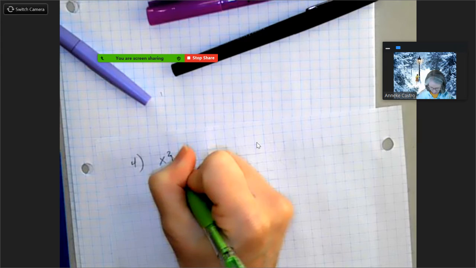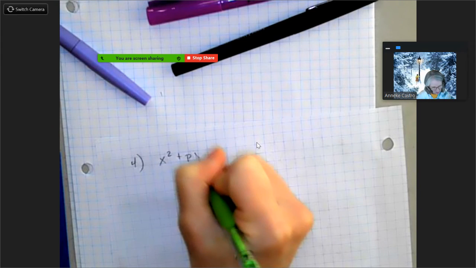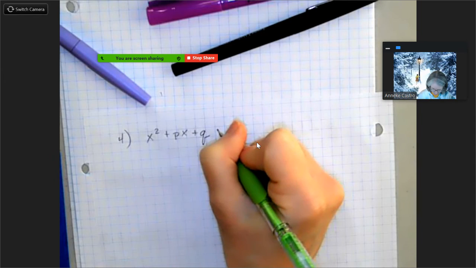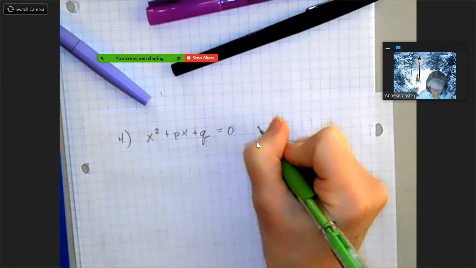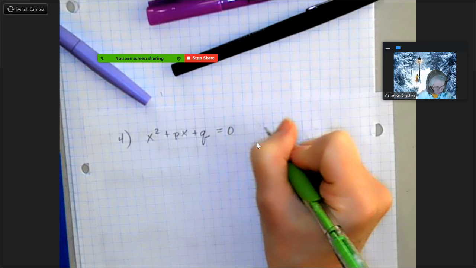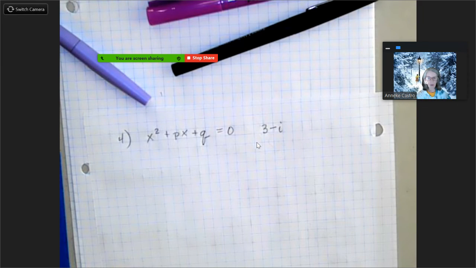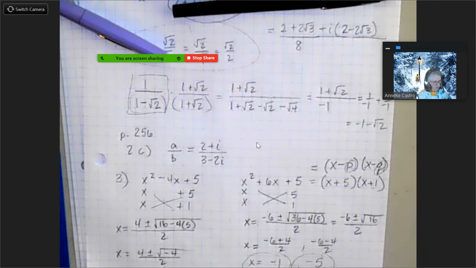Problem 4 is really similar. We have another quadratic, x squared plus px plus q, equal to 0. P and q are in a slightly different context here. And it says one of the solutions is 3 minus i. So when they say one of the solutions is 3 minus i, that's like we were saying one of the solutions is 2 minus i.